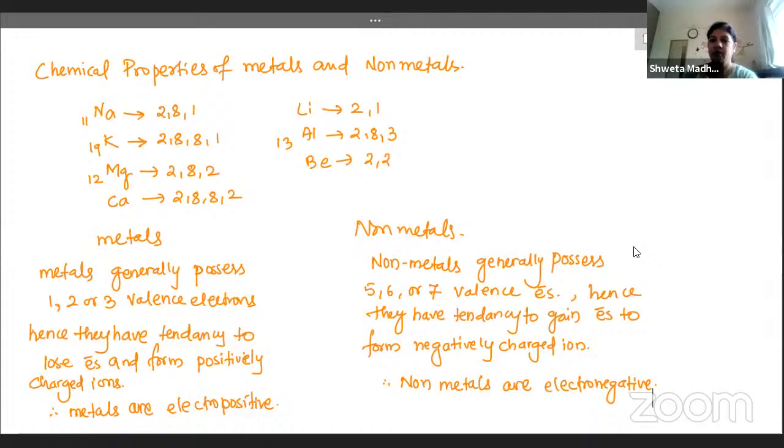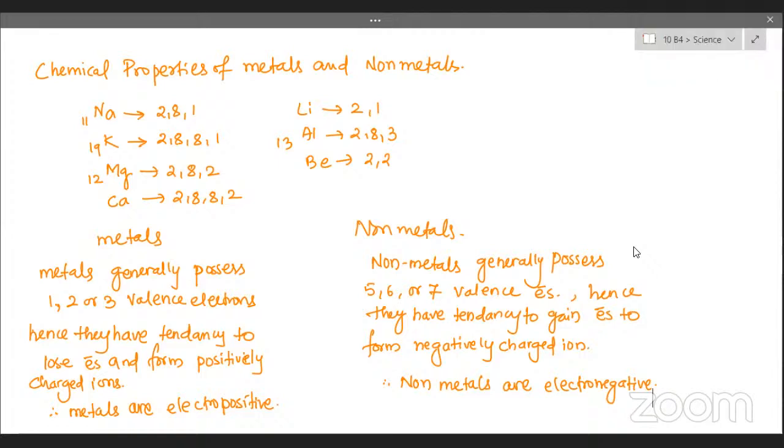Clear? And hydrogen has the property of both losing also. Sometimes it will lose, sometimes it will gain. Yes? Yes, ma'am. Okay. Clear? Except carbon and hydrogen, all of them have 5, 6, or 7 electrons, and they always form negatively charged ions. And even hydrogen, by sharing electrons, can complete its duplet. So it also can form covalent bonding. Therefore, hydrogen is a non-metal. Okay, clear? Yes, ma'am.